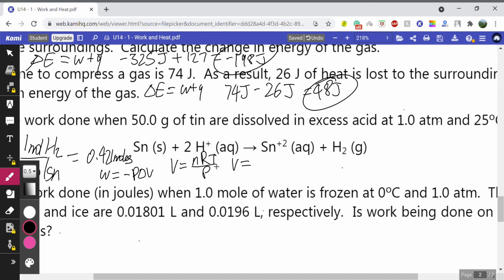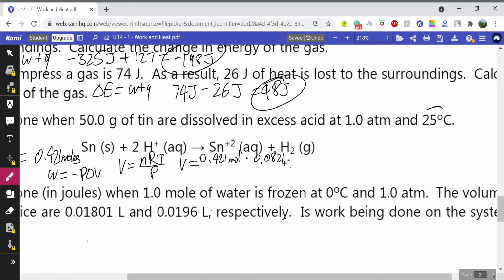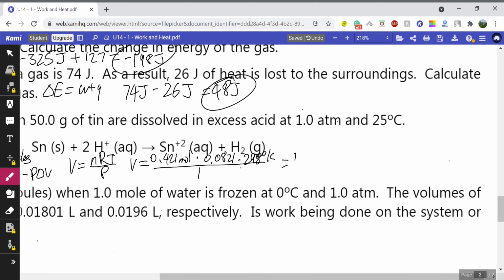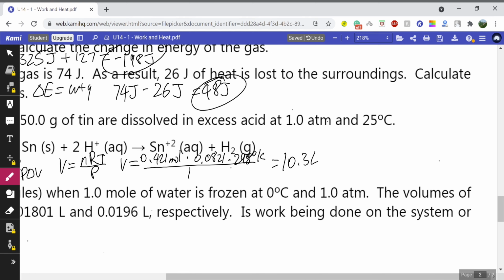We have volume is equal to number of moles. We have 1 mole of H2, so it's going to be 0.421 moles, which we just solved. And then we multiply that by the gas constant, which I remember is 0.0821. And then we multiply it by the temperature, which is 25 degrees Celsius, and that is 298 Kelvin. Finally, we divide it by the pressure, which is 1. 0.421 times 0.0821 times 298 is going to be 10.3 liters. Now, work is equal to negative 1.0 times 10.3.